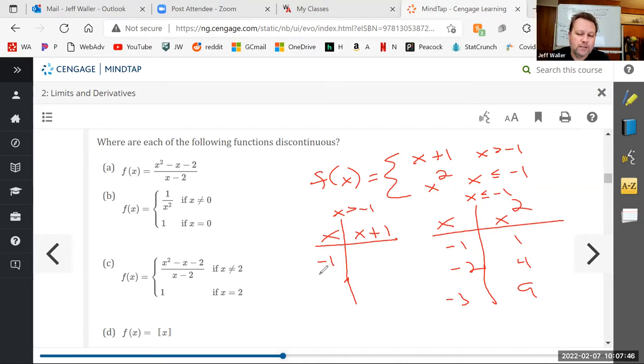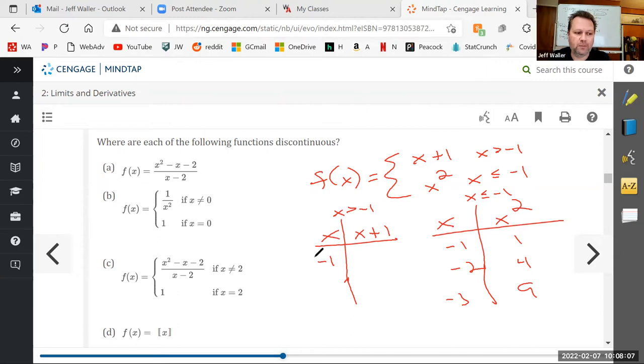Why do I still need to do that if I'm going to graph this? What's going to show up at negative 1? An open hole. Open circle. And where are you going to put the open circle? Don't you have to know where to put the open circle? So you have to plug in the bad point.